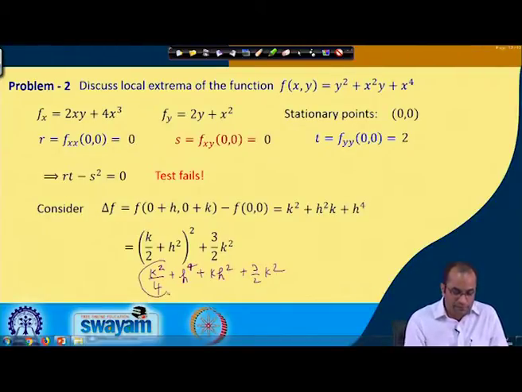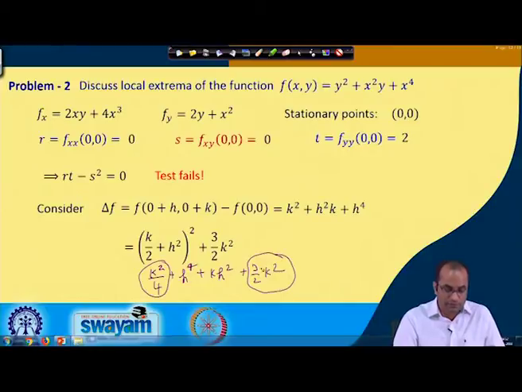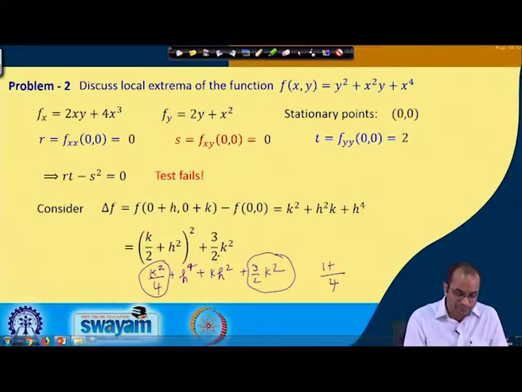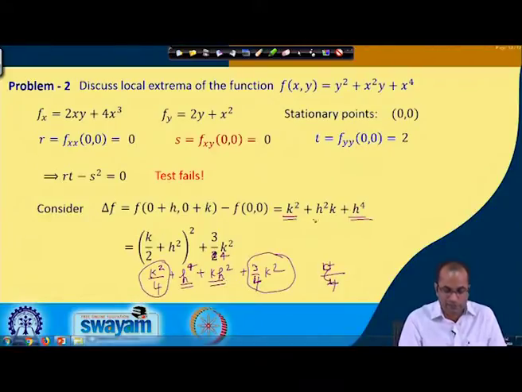So we have this k squared by 4, and here we have 3/2 k squared. We can combine these two terms to get 4 in the denominator, and this should be 3/4, instead of 2 we have 4 there. So 3/4 and this 1/4 will make exactly this k squared, and we have h to the power 4 and k times h squared. So this is just 3/4 k squared there.